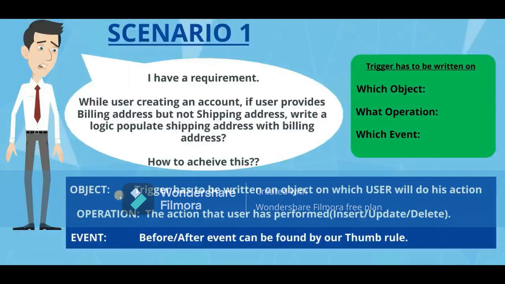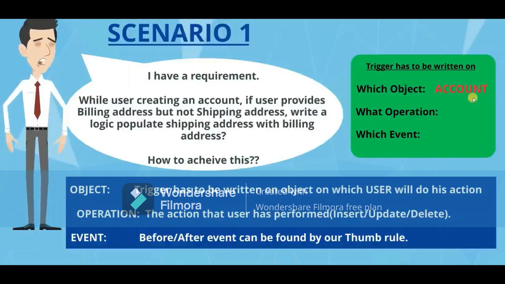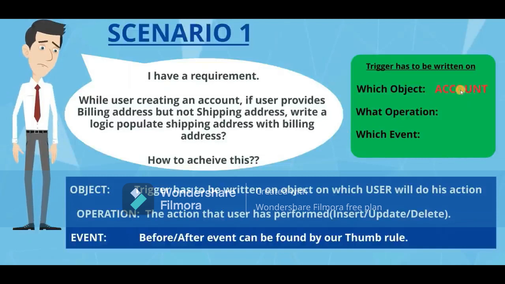Now we need to understand what is the object. The trigger has to be written on the object on which the user will do his action. So where the user is creating an account, that is his action. Based on this action, we need to perform this logic. So what is the logic? Populating of billing address to shipping address. This logic we will write in the trigger. However, we need to mention the object name as account here because the user is performing his action on this object. Based on some action, we need to do some logic. So as per this, the object would be account.